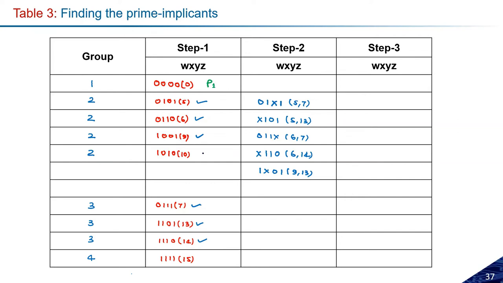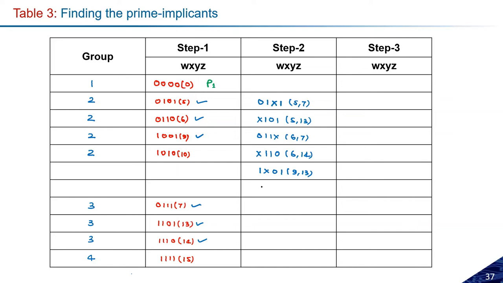10 and 7 is possible? No, sir. 10 and 13? Yes, sir. 10 and 13? No, sir. Not possible? No, sir. 10 and 14? Possible. 10 and 14 is possible, right?